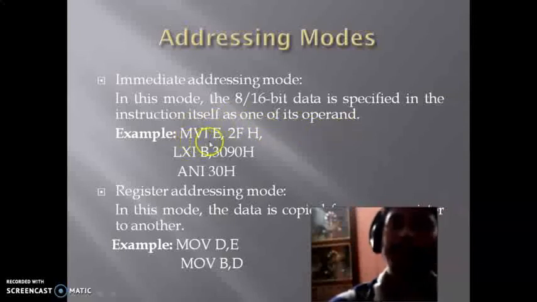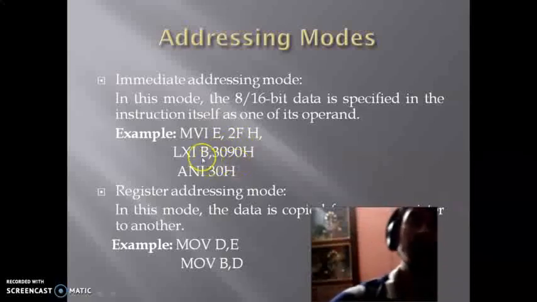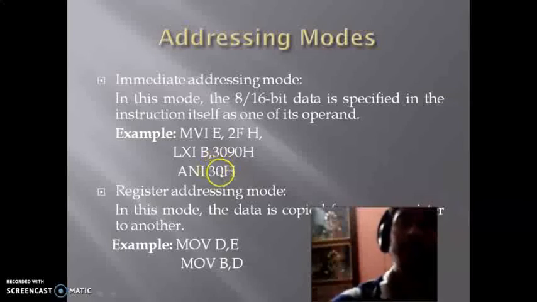For example, MVI E, 2FH, so the 2FH immediate data will be stored into a particular register, that is E. LXI B, 3090H, here the 16-bit data will be stored into the BC pair. ANI 30H, the 30H will be ANDed with the content of the accumulator. So here the immediate data is specified in the operand. That's why this kind of instruction is called the immediate addressing mode.